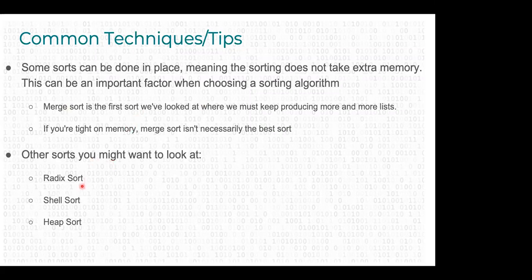Other sorts that you might want to look at are radix, shell, and heap sorts that we have not discussed, and there are other sorts like bubble sort as well. That's very rarely used. I've just discussed the commonly used sorting techniques here, but it might be worth looking at the other sorting techniques as well, if you like.